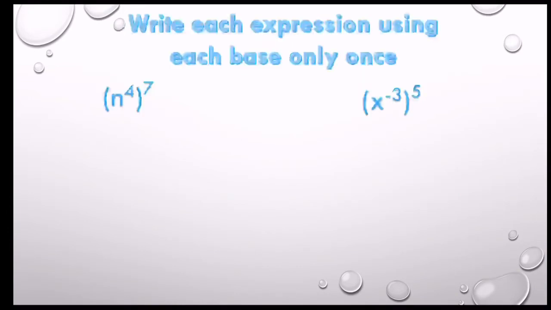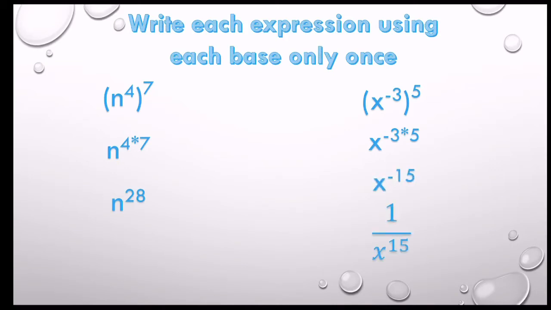All right. This one again is just write the expression using each base only once. So I have n to the 4th raised to the 7th. So I'm going to multiply those two and get 28. When I come here, I have x to the negative 3rd times 5. I still multiply the exponents, and I'll get negative 15. Again, like I said the last time, you could leave it that way, or you could write it as a fraction.